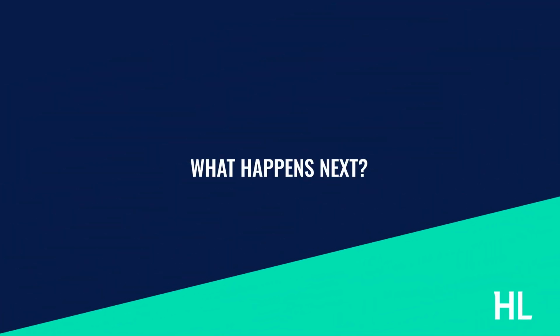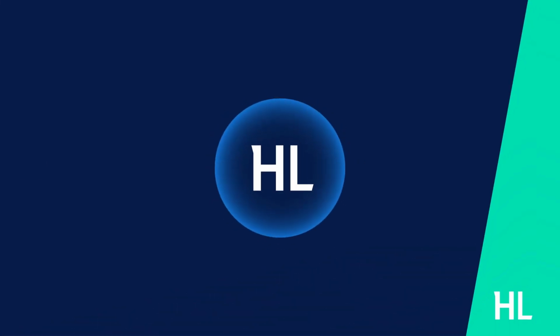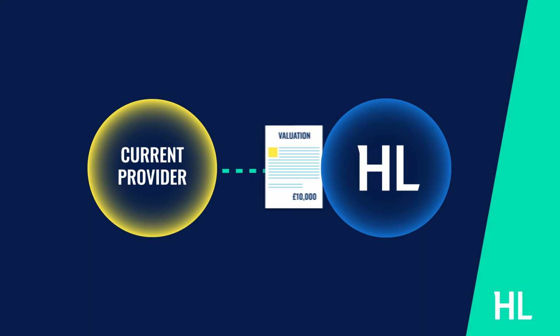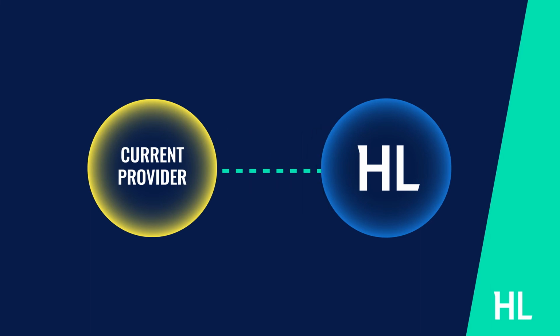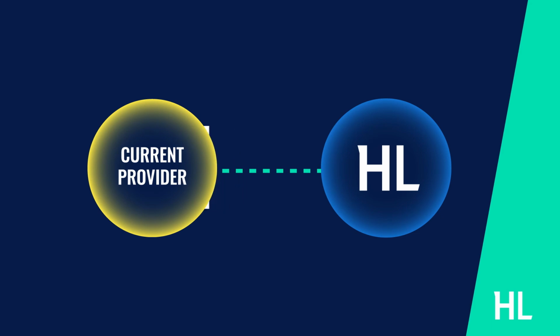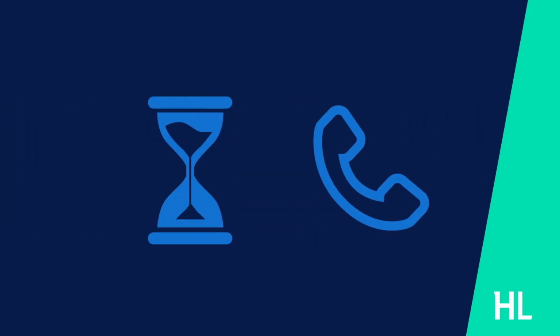What happens next? Once we have your request, we'll contact your current provider to initiate your transfer to HL. During the first stage of your transfer, we ask your current provider for a valuation of your account. Once we've received their response and, where appropriate, check that we're able to hold your stock, we'll send our acceptance and specific transfer instructions.